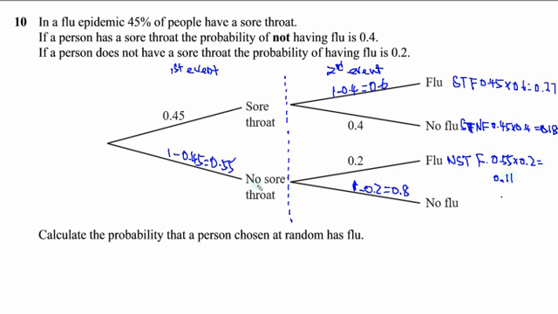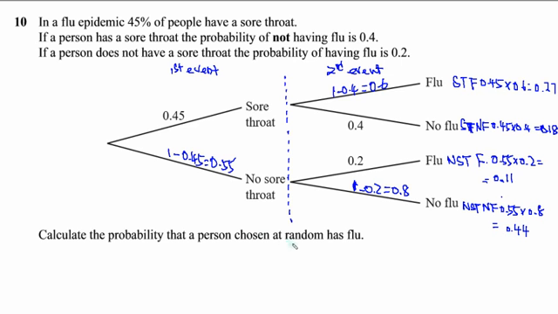Now this one is no sore throat, no flu. So the probability is 0.55 times 0.8. This gives you a probability of 0.44. Okay. Now let's look at what the question wants.